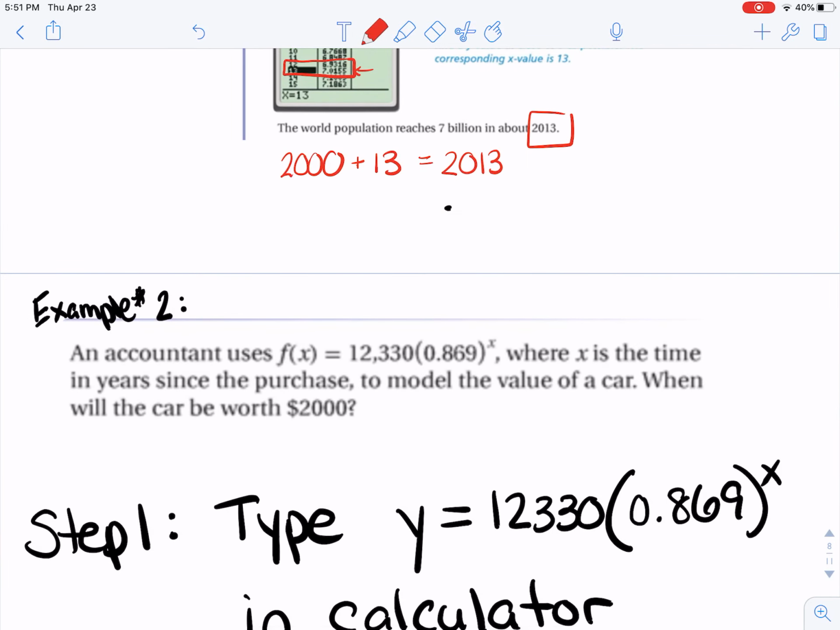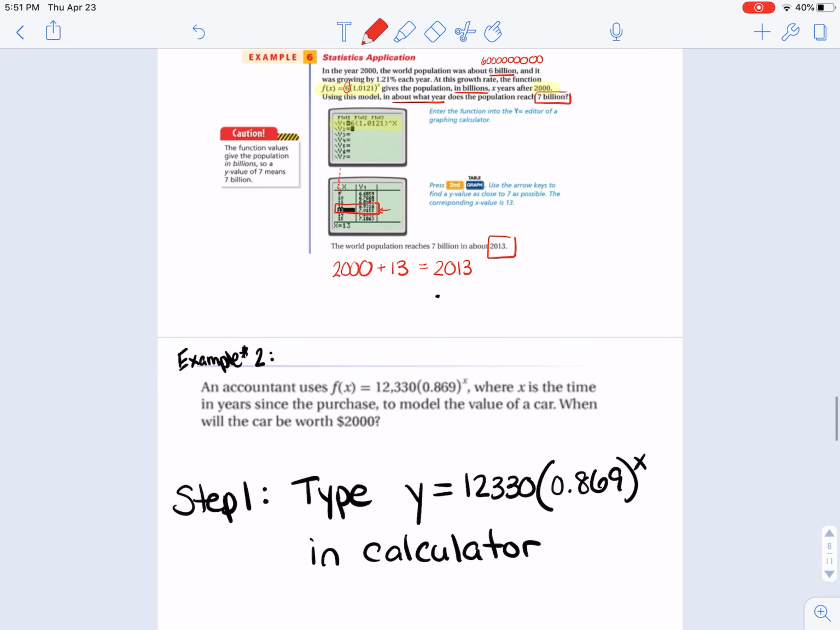An accountant uses f of x equals 12,330 times 0.869 raised to the power of x, where x is the time in years since the purchase, to model the value of a car. When will the car be worth 2,000? Now, the difference between these two problems is the fact that right here, 0.869 shows you a decrease in value.